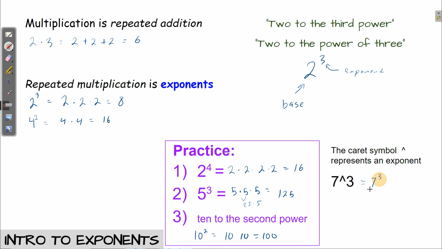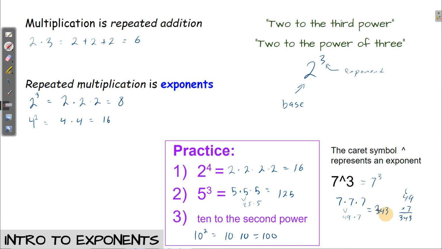All right, so 7 to the third just means 7 times 7 times 7. You're multiplying 7 three times. Now let's go ahead and solve this out. 7 times 7 is 49. So 49 times 7, let's go ahead and do the math right here. 7 times 9 is 63. And 7 times 4 is 28. And 28 plus 6, we get 34. So our final answer here is 343.